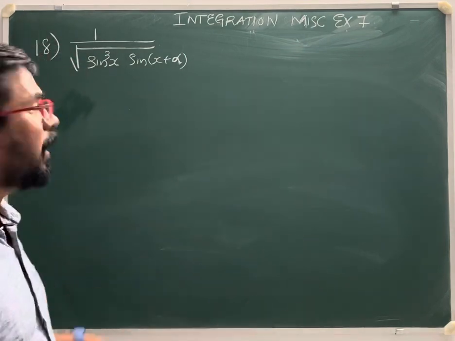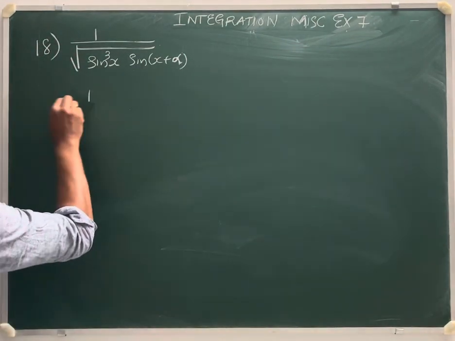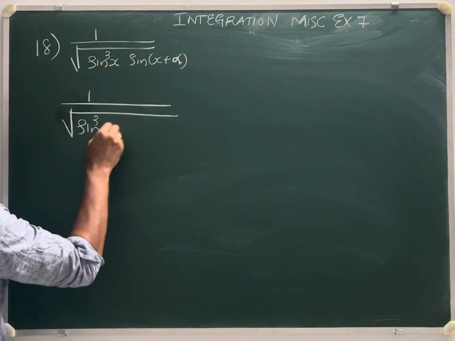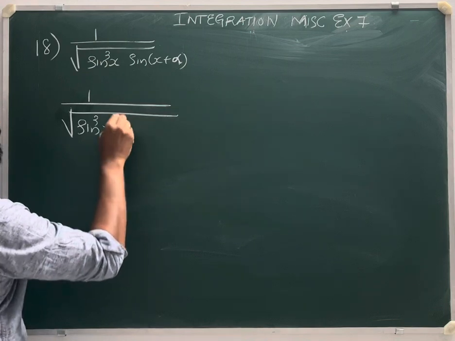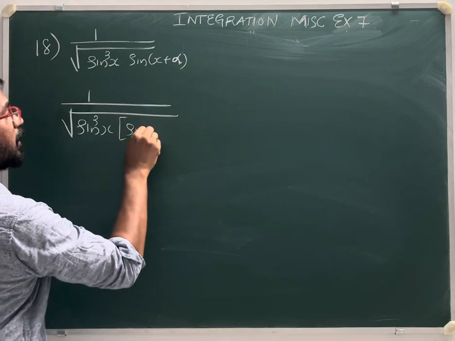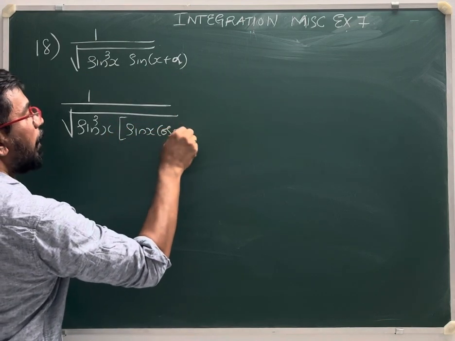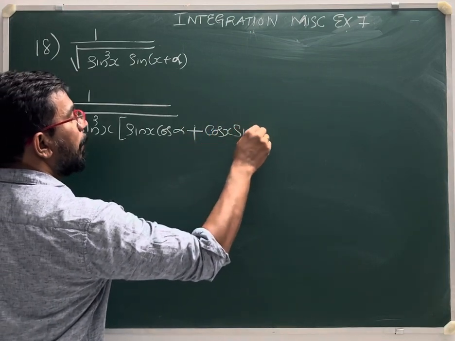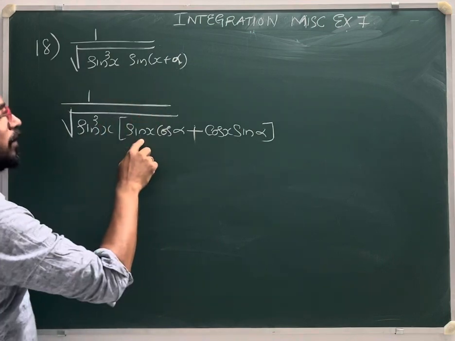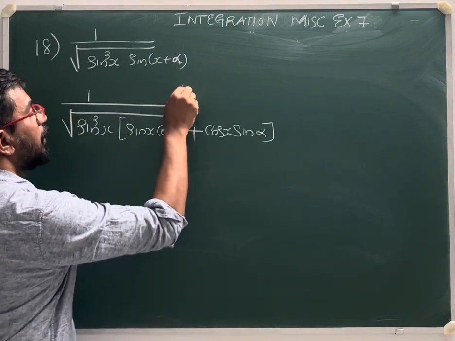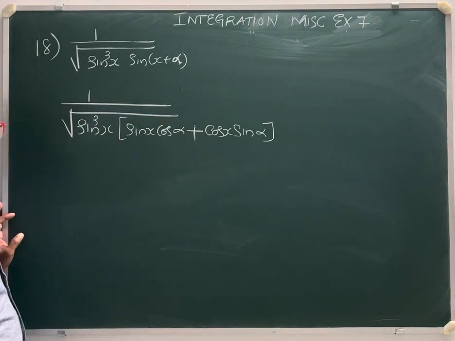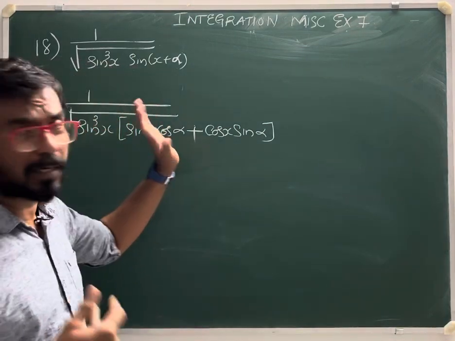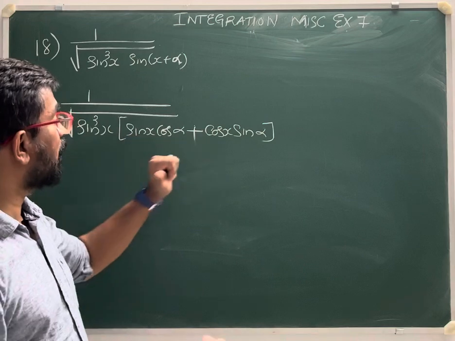See, naturally I will write this like this: 1 by square root of sin cube x. This I can write as sin(x + alpha), which is sin x cos alpha plus cos x sin alpha. What is this? sin(a + b) equals sin a cos b plus cos a sin b. I am not putting the integral sign. When I want to put it, I'll put it then. Now peacefully let me write this.